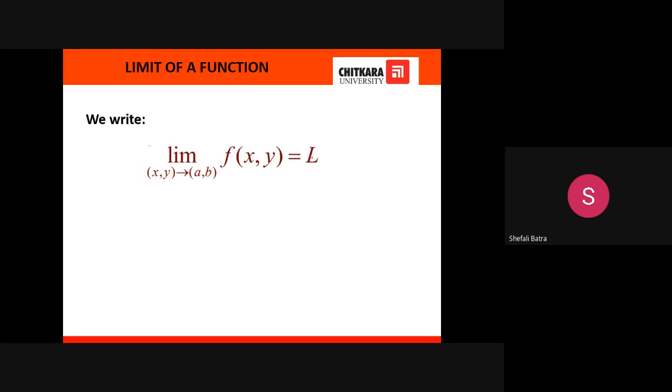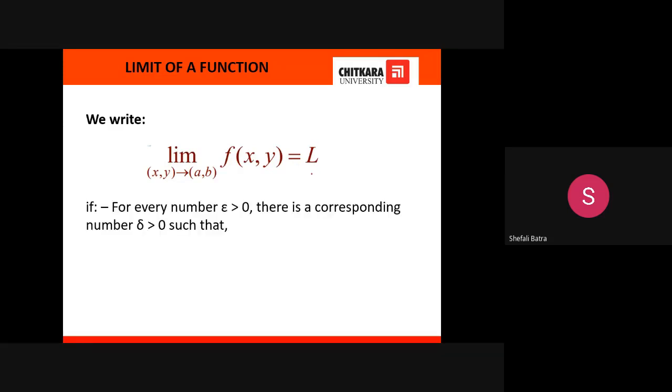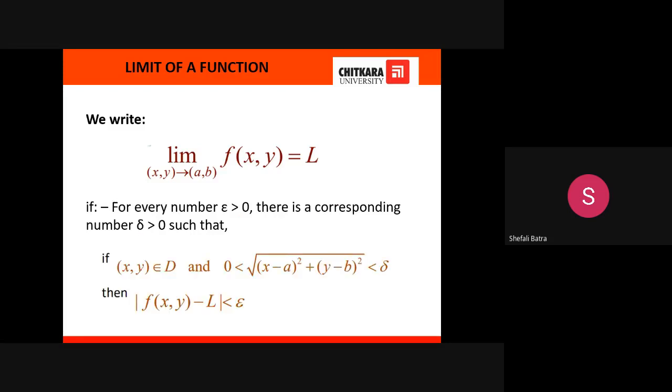So we write it like this: limit as x comma y approaches a comma b of f of x comma y is equal to L. For every number epsilon greater than 0, there is a corresponding number delta greater than 0 such that x, y belongs to your domain and the distance from x, y to a comma b is less than delta, where delta is greater than 0. Then the modulus of f of x comma y minus L would be less than epsilon. Epsilon is a very, very small number, but it is a positive number. This is the mathematical definition of limit.